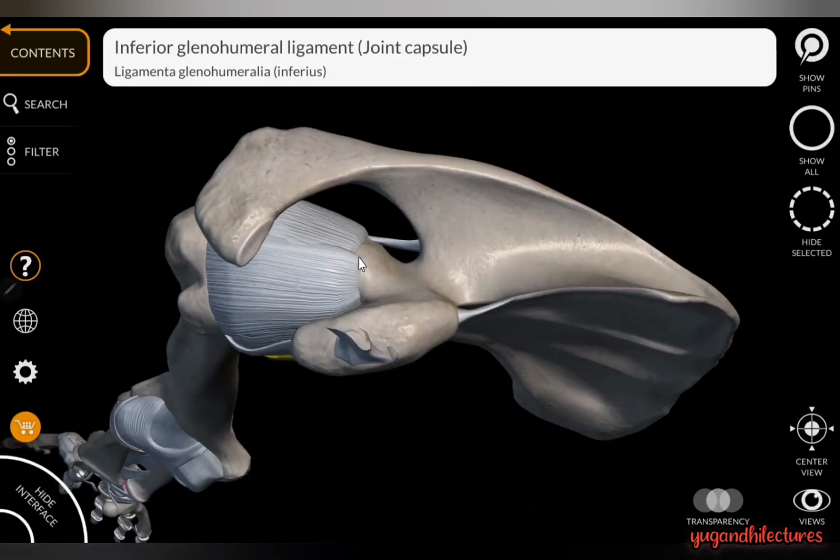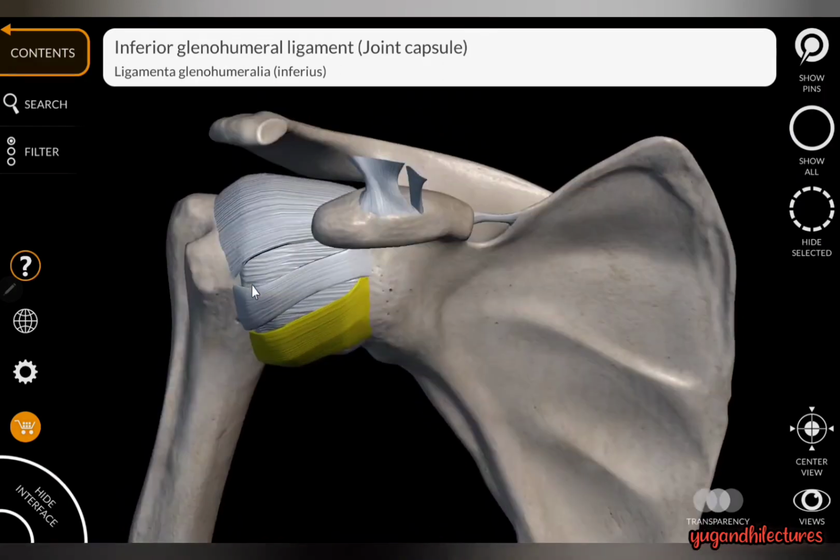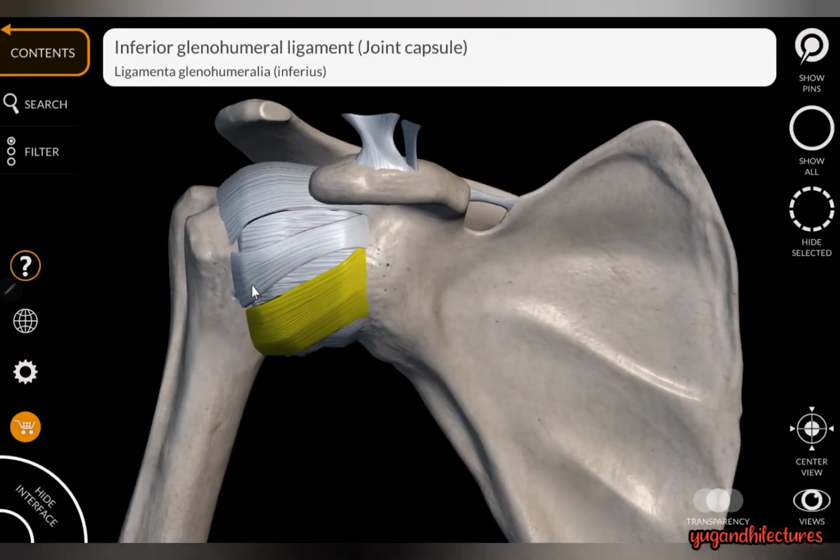This is the superior view. You can see that it extends from the humerus to the glenoid cavity, that is, it extends beyond the supraglenoid tubercle. So you can see a larger gap between the superior glenohumeral ligament and the middle glenohumeral ligament. This space is called the foramen of Weitbrecht.